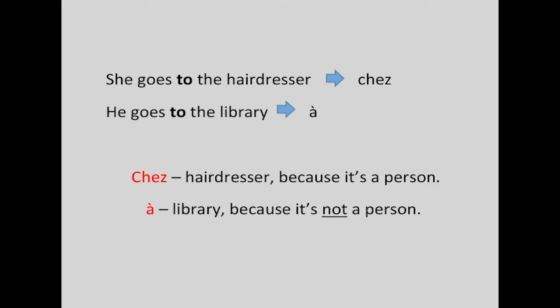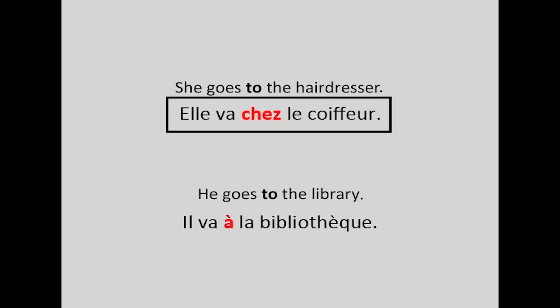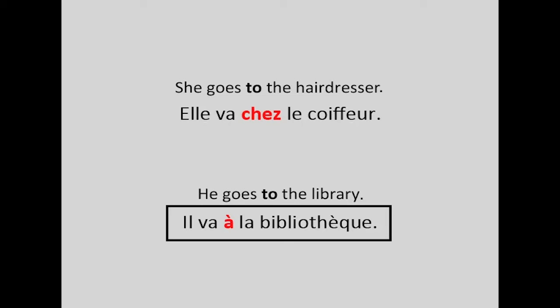For instance, when you say in English, she goes to the hairdresser or he goes to the library, you use the preposition to in both cases. In French, you would use chez for the hairdresser because you are going to a person. But you'd use à when talking about going to the library because the library is a building and not a person. Let me show you the French translation of these two sentences. Elle va chez le coiffeur and il va à la bibliothèque.